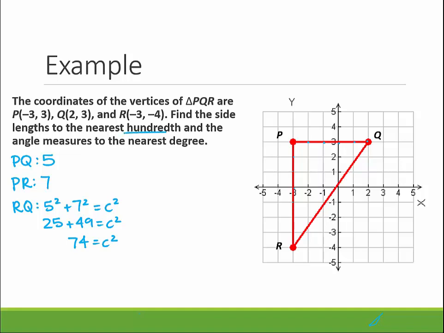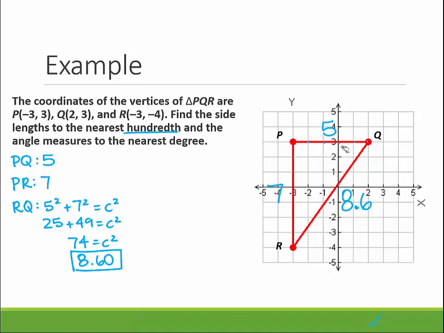And we want to round it to the nearest hundredth, so 2 decimal places. So when you take the square root of that, you end up with about 8.60 for RQ. So this is 5, this is 7, 8.6. So now we have to find the angle measures.